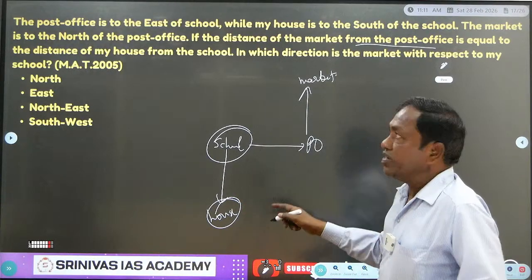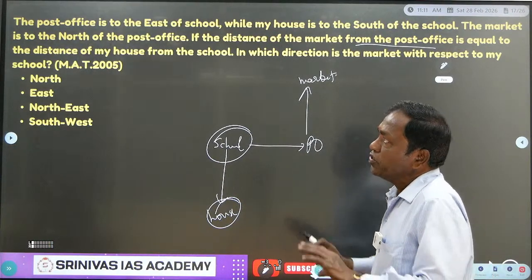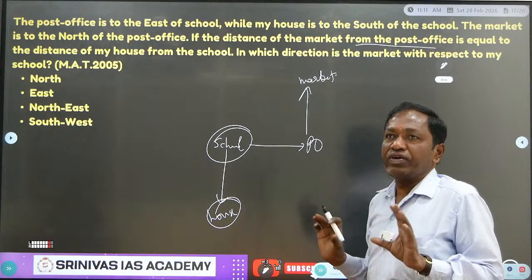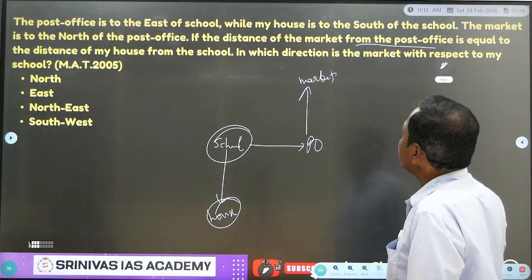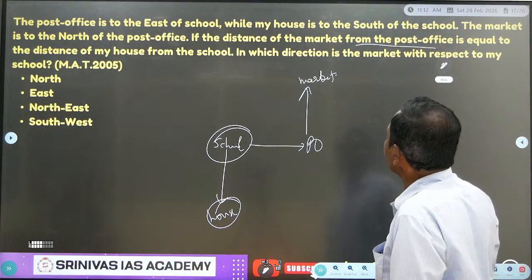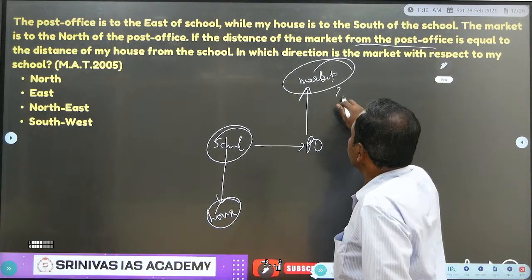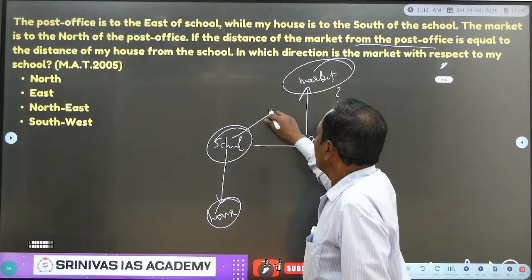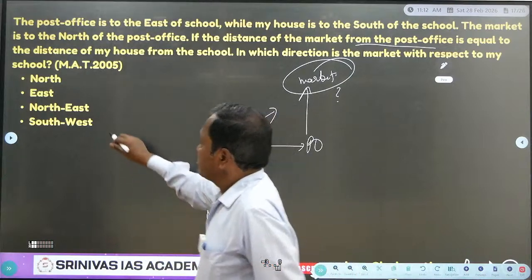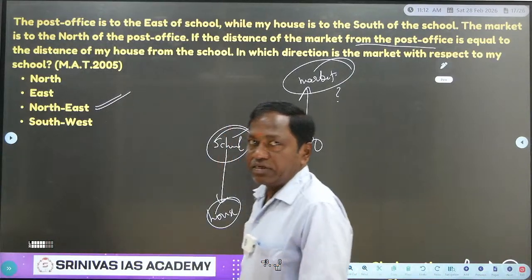Okay, that's why when the measurements are not provided, you have to draw equal size arrow marks. My house from the school. Which direction is the market with reference to my school? Northeast. That is northeast.